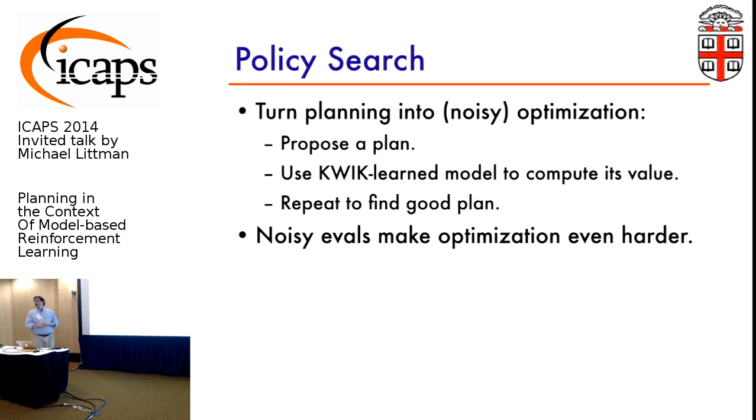So let's use them. We're going to propose a plan. We're going to use our quick learned model to compute its value through simulation, mental simulation. And then we're going to just keep repeating until we find a plan that we think is good enough, and we'll use that to act, at least for a little while, at least till we've learned a little bit more. Maybe we need to replan again after that.